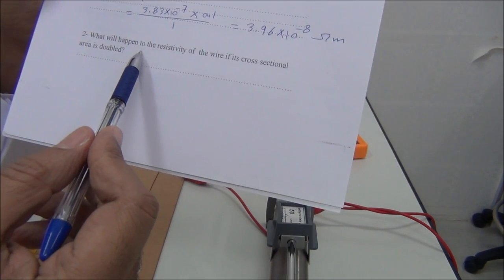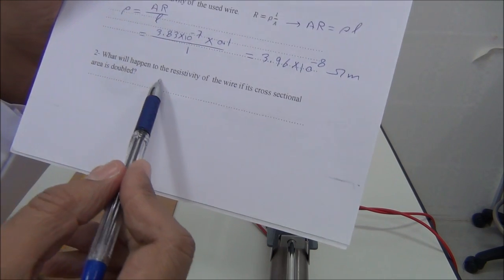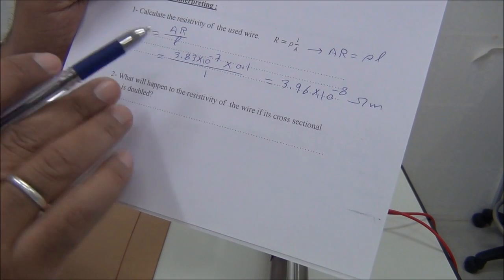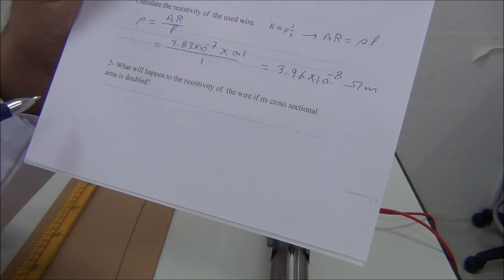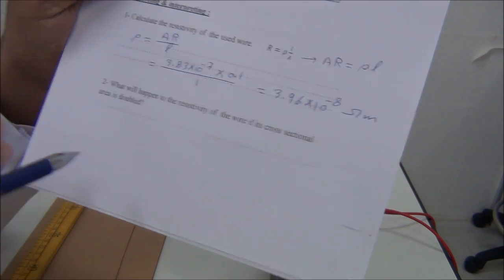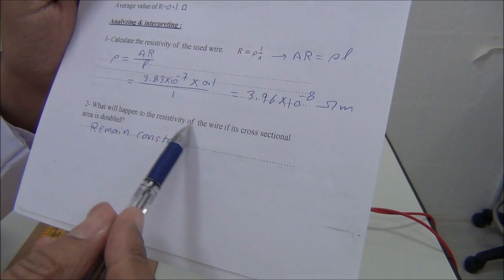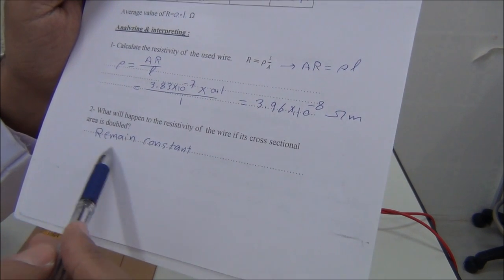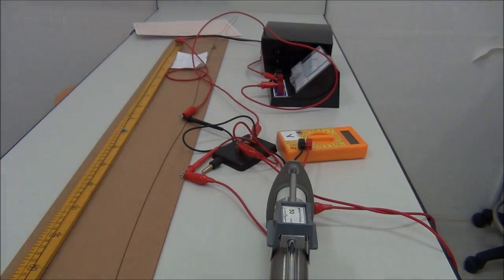Now, what will happen to the resistivity of the wire if its cross-sectional area is doubled? Nothing will happen because resistivity does not depend on the cross-section area or the length of the wire, because it depends on the material. So the answer of this part, what will happen to the resistivity if the cross-section area is doubled, remains constant. So nothing, it remains constant.